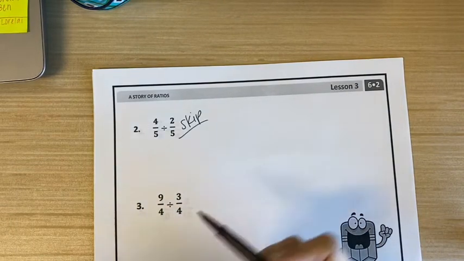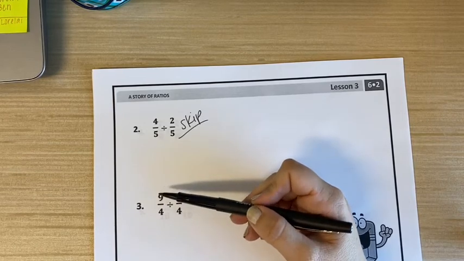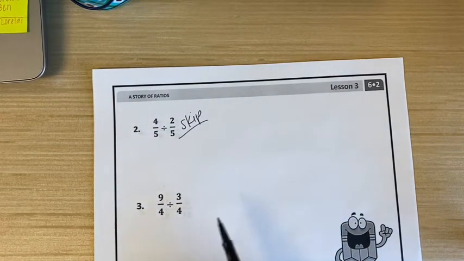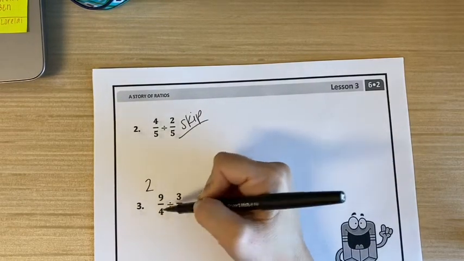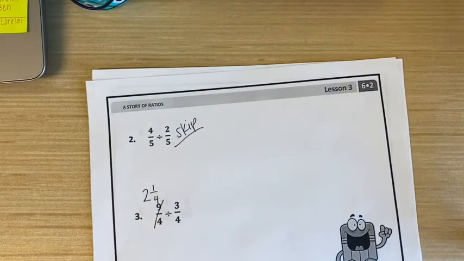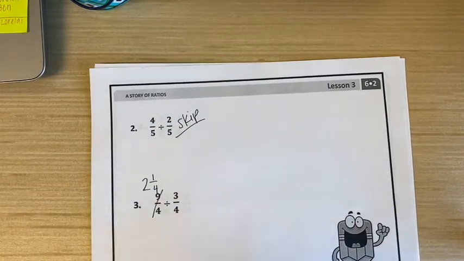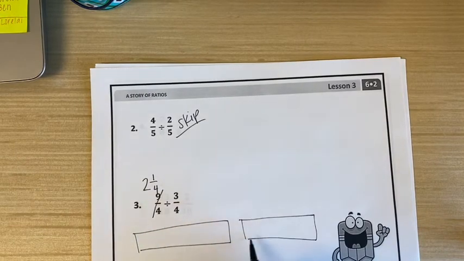9/4 divided by 3/4. The first thing I notice is this is more than 4/4, more than 1 whole. It's an improper fraction. It's actually 2 1/4. So that's gonna help me to write it as a whole fraction when I'm drawing my model, because I know I need 1 whole, 2 wholes, and 3 wholes total to show 9/4.